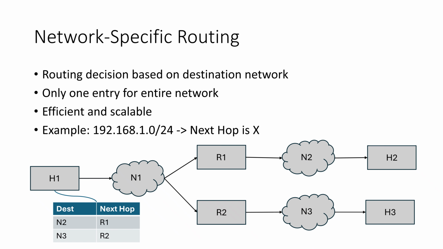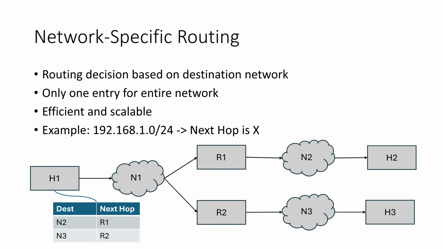Another common method is network specific routing. In this case, the router's decision is based on the destination network address, not the individual host address. For example, a router might have an entry that says for any packet that has to go to 192.168.1.0/24, forward it to the next hop X.